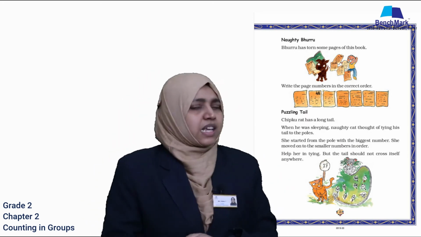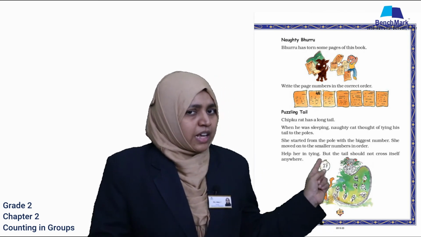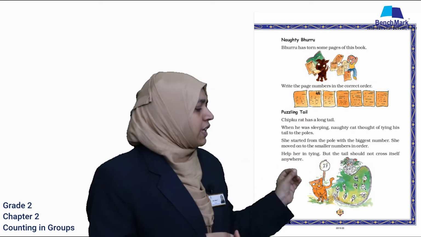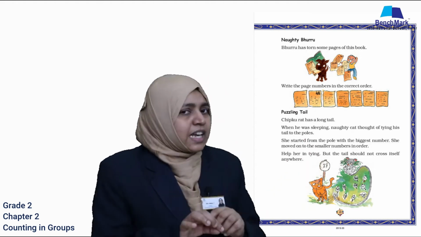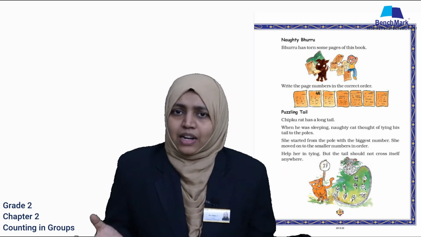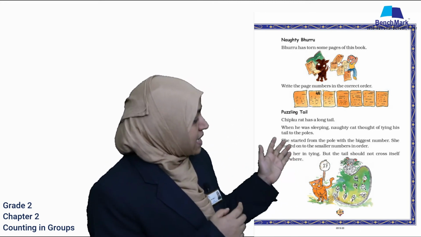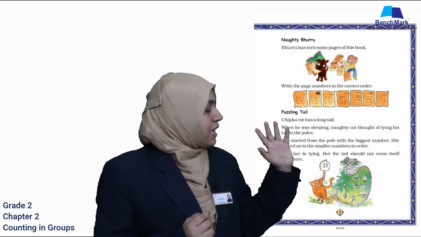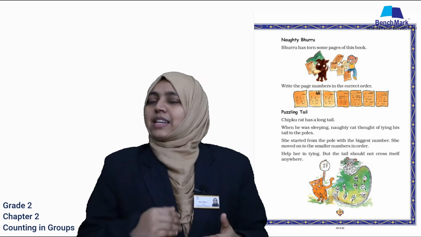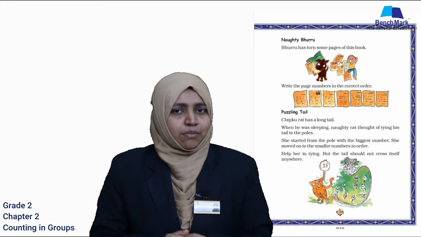And next we can see a puzzle. There it's a naughty cat, not a naughty dog. This naughty cat wants to tie one poor little rat, Chipku. He wants to tie Chipku's tail. As you can see, many poles are here. He wants to tie Chipku's tail onto all the poles, starting from the biggest number to the smallest number.